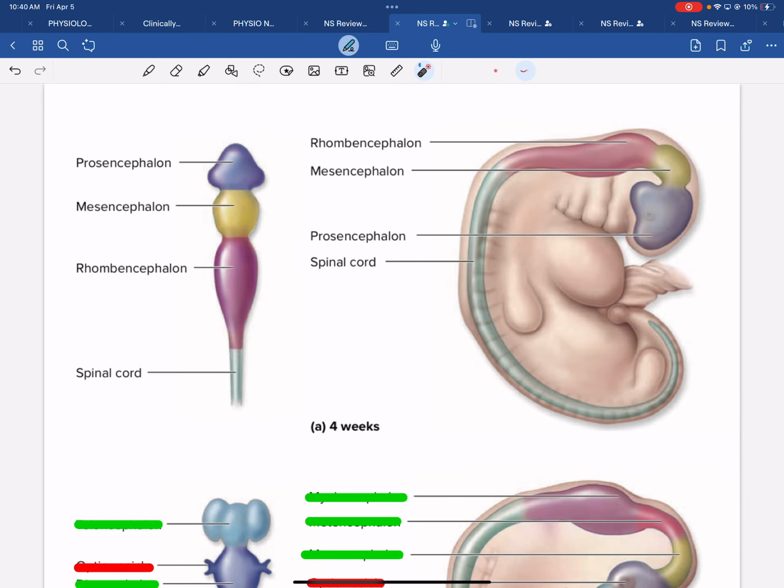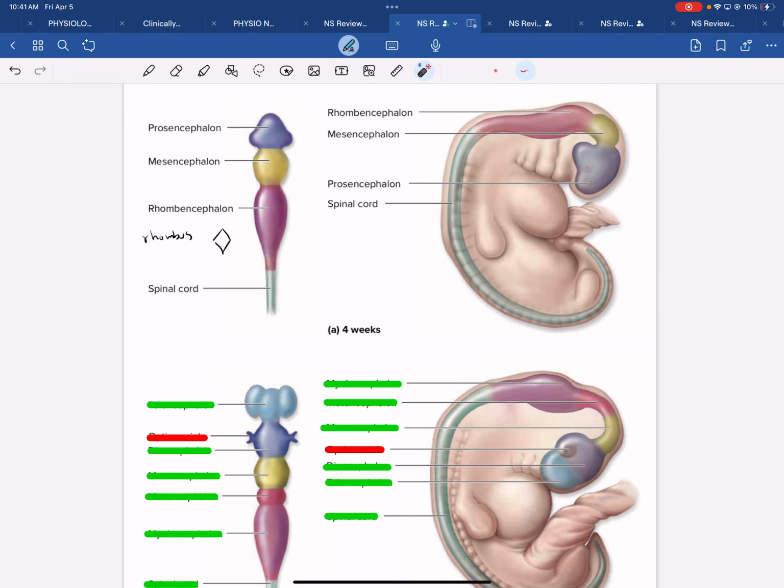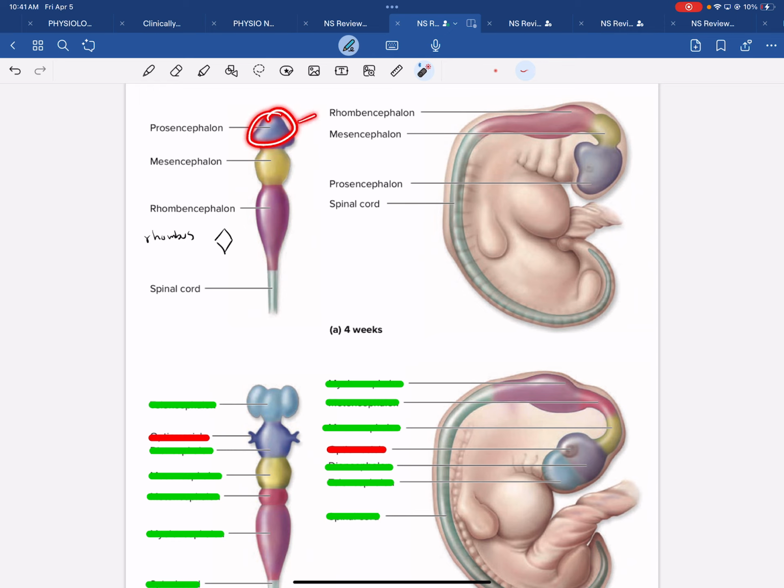With these names, the way to remember them: pro is like first, right? Rhomb is like rhombus. And that's a rhombus, right? So keep that in mind, because we're going to see why they named it the rhombencephalon. And mes is middle, so the middle cephalon. Then the prosencephalon splits into 2 more, and the rhombencephalon splits into 2 more.